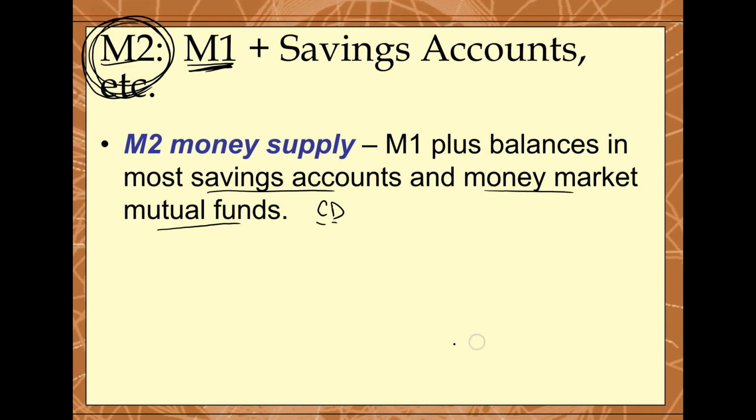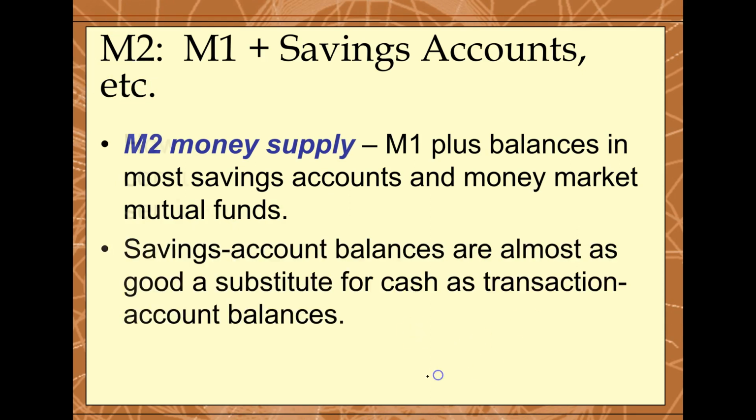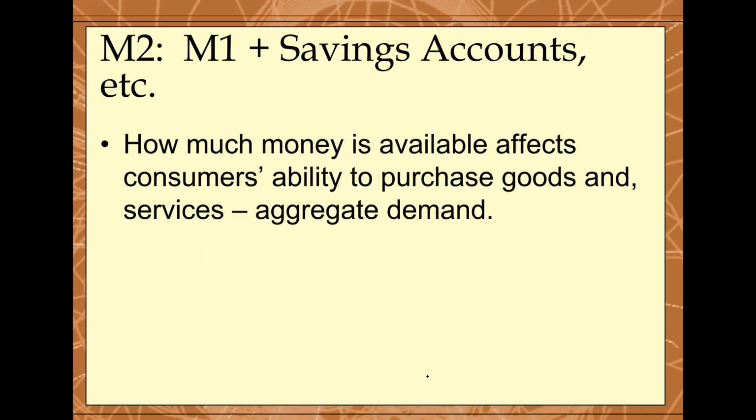Now, we used to have something called M3, but M3 was no longer totaled in about 2006 by the Federal Reserve. So in other words, the United States dropped the M3 classification. Therefore, the money supply for the United States in essence is M2.